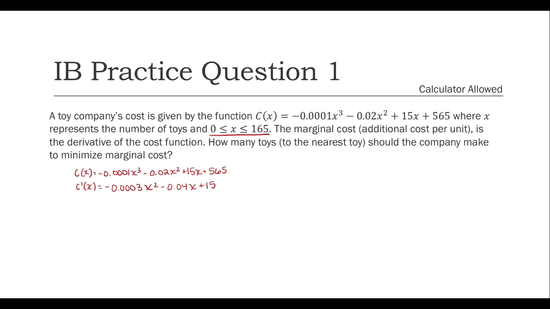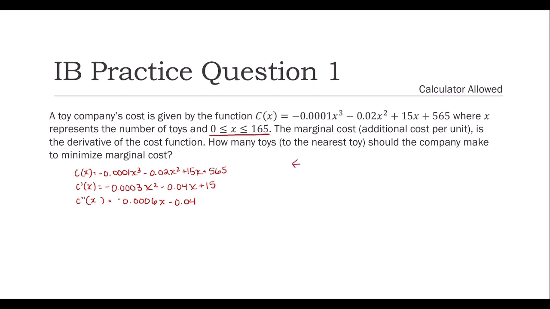Step 4 says reduce the main equation to one variable, which it's already one variable. So then we can go to step 5, which says find the derivative of the main equation. So we need to find the derivative of our marginal cost. So that'll be our second derivative, which equals negative 0.0006x minus 0.04.